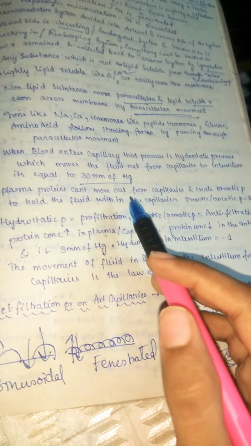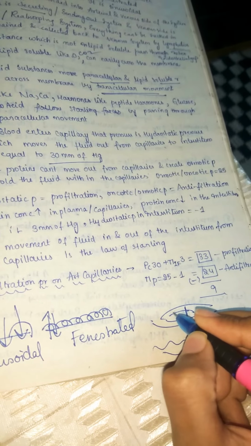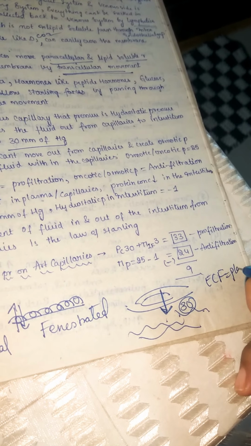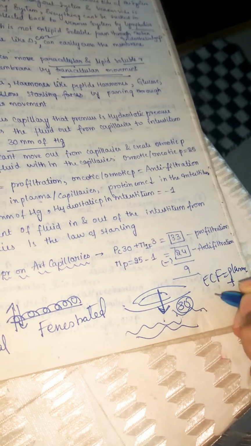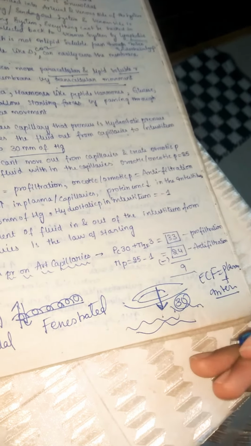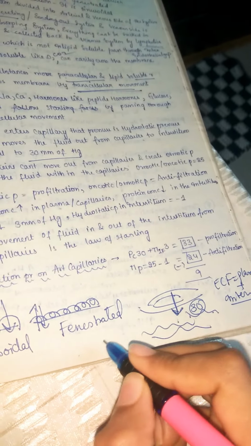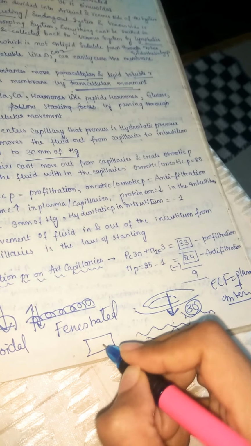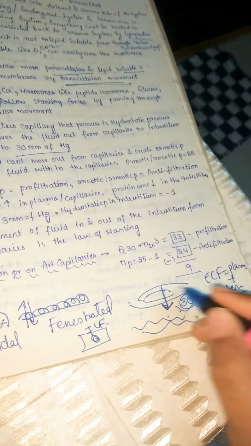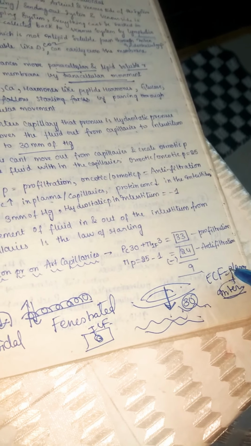And the plasma proteins can't move out from the capillaries. Normally our extracellular fluid mainly contains plasma in the capillaries, and outside, in the interstitial space, interstitial fluid means fluid in between the cells. Other cells have fluid inside the cell, for example this is a liver cell. So in the liver cell the fluid is intracellular fluid, and extracellular fluid mainly contains the interstitial fluid and the plasma.